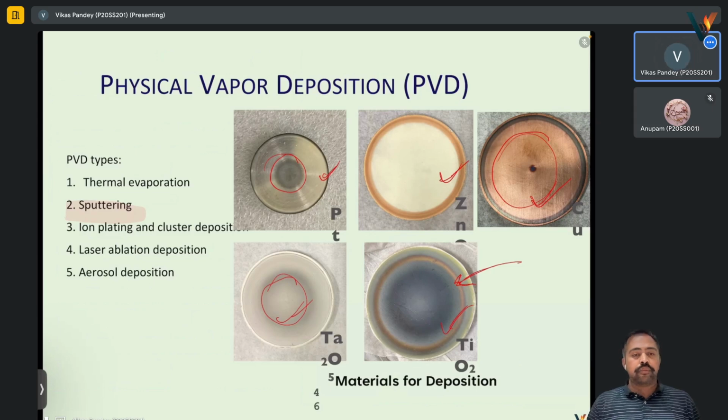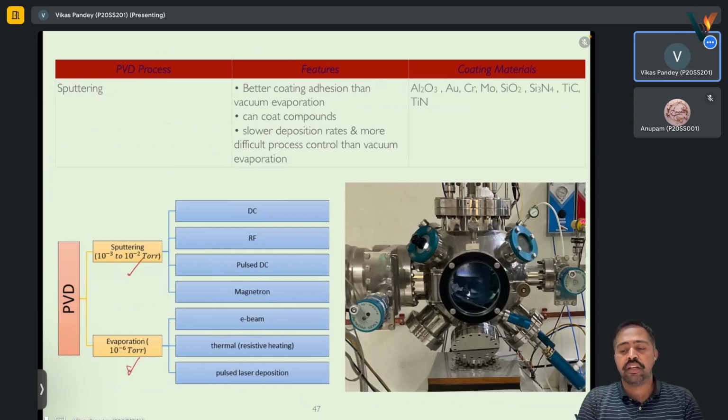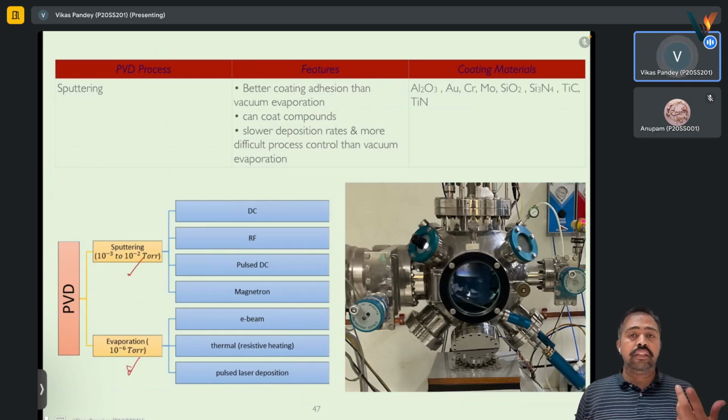So the main difference is the pressure. Although for sputtering also, first a high pressure is made, but that is just for cleanliness. The deposition will not take place at higher pressure. It will be at a slightly lower pressure, in the range of 10 to the power minus 3 to 10 to the power minus 2.